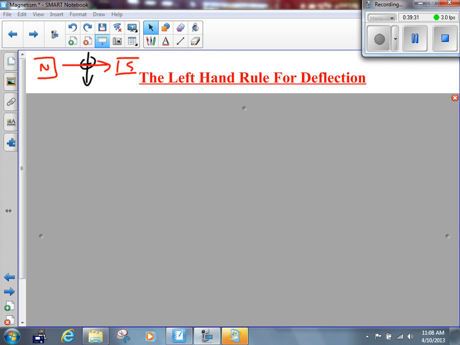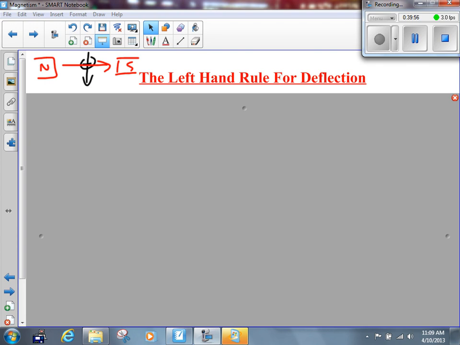This time, we're going to use our fingers still, but we're not going to bend them. We're going to keep them stretched out, straight. Thumb points in the direction of the particle. Fingers are going to point not in the direction of the field caused by the moving particle, like in the wire grasp rule, but in the direction of the external field, the field that's caused by these magnets.